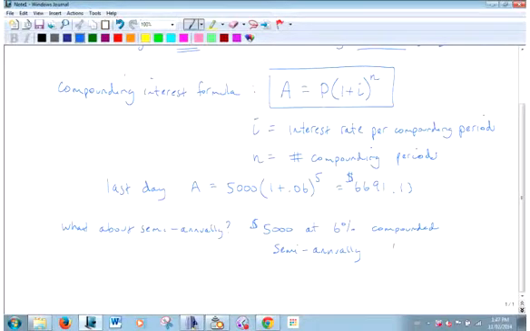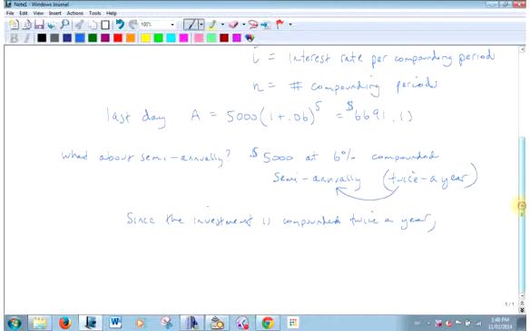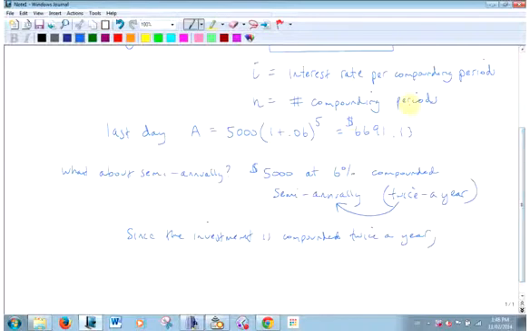Okay? So semi-annually, that is, again, twice a year. Okay, that's what semi-annual means. Semi means half. Half of an annum. Annum means year in Latin or something like that. Okay, twice a year. Okay, so since the investment is compounded twice a year, how did that affect these little letters here? Interest rate per compounding period, the number of compounding periods.